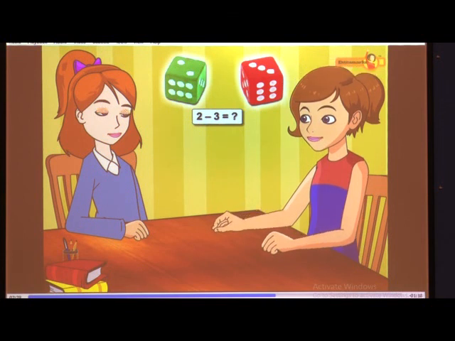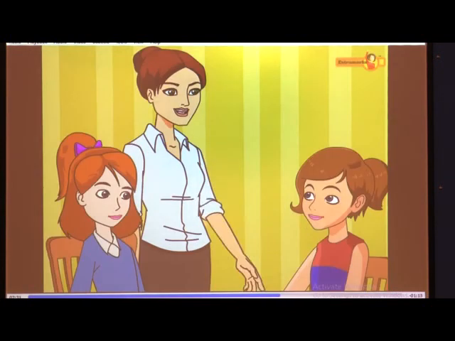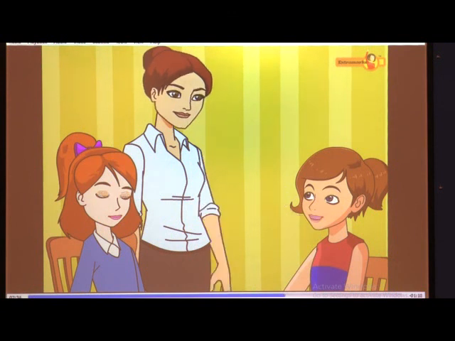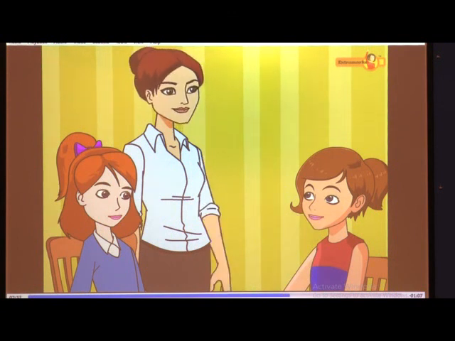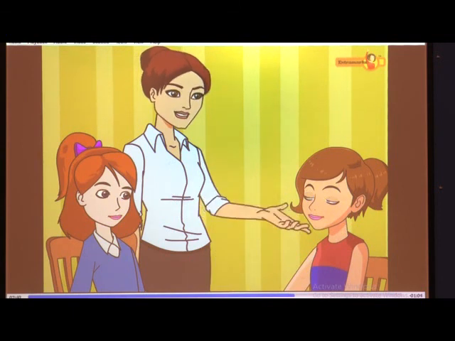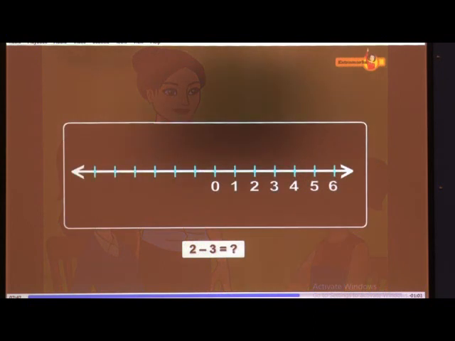Mother, please help us. I'm coming. What is the problem? How much we will get if we subtract 3 from 2? Let me explain with the help of number line. Here we are trying to subtract bigger number 3 from smaller number 2. For this, first we move 2 steps right side from 0. Now, to subtract 3 from 2, we have to move 3 steps left from 2. This way, we will reach 1 step behind 0. Now, this answer is shown on a number line.